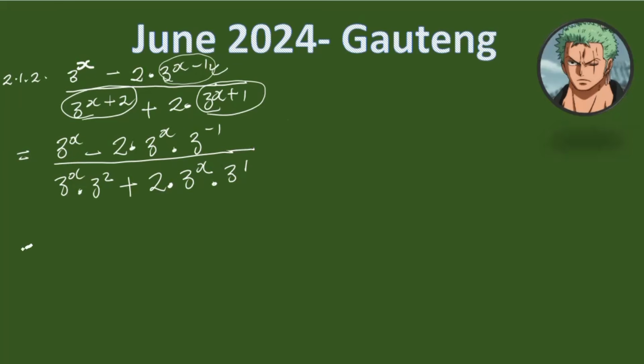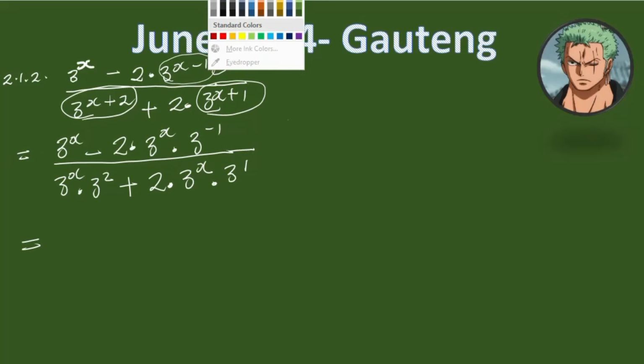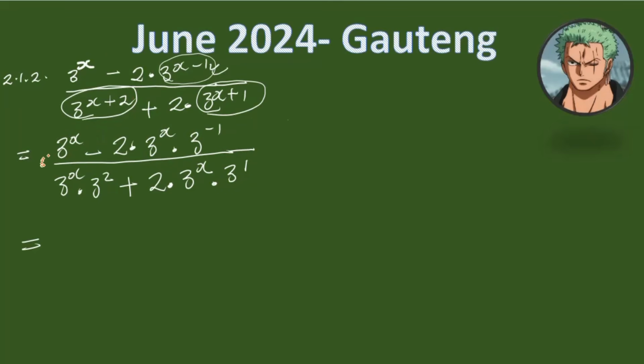You see that? Then what am I expected to do from here? What I'm expected to do is to see that on this numerator I have a 3 raised to x and a 3 raised to x. So I'll take the 3 raised to x out as a common factor. In the denominator I also have a 3 raised to x and a 3 raised to x here. So I'll also take these out as a common factor here.